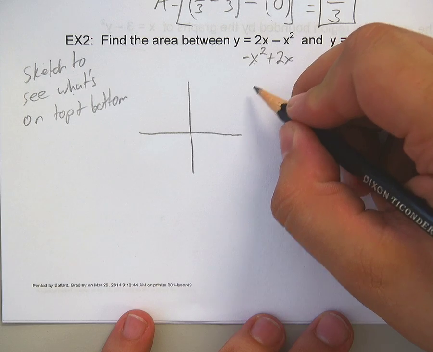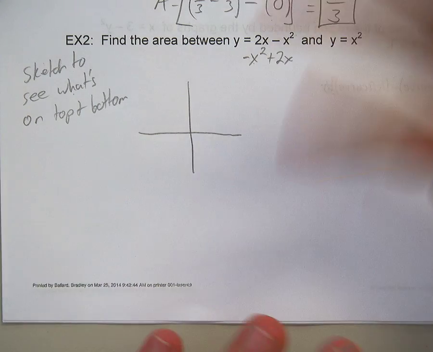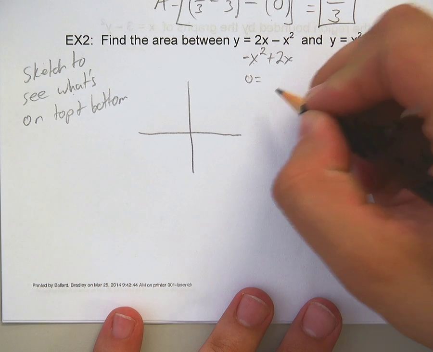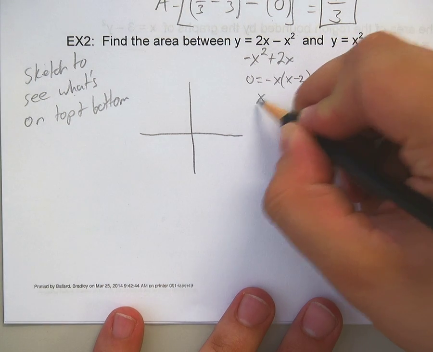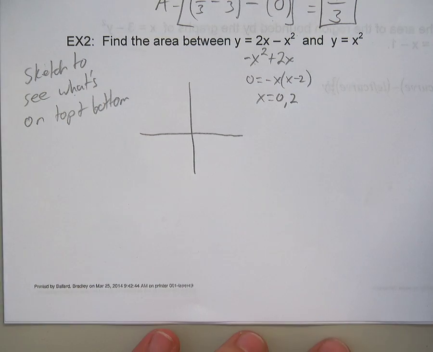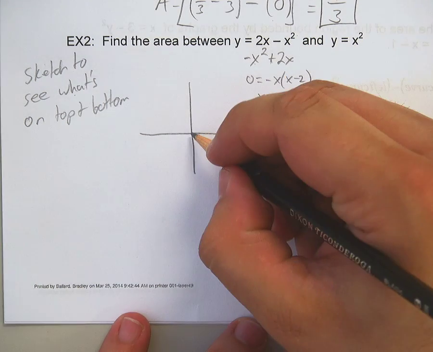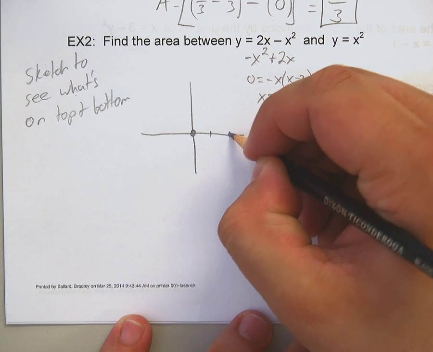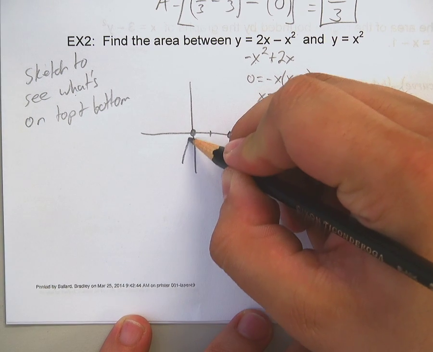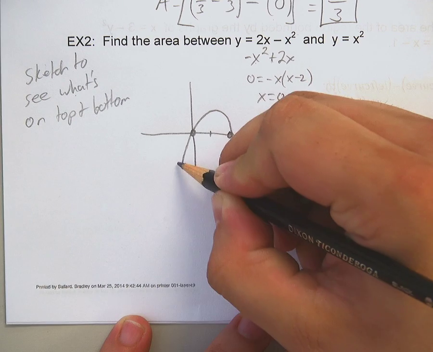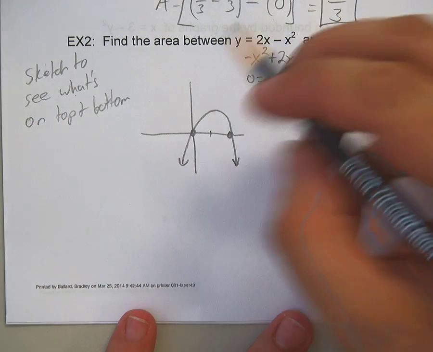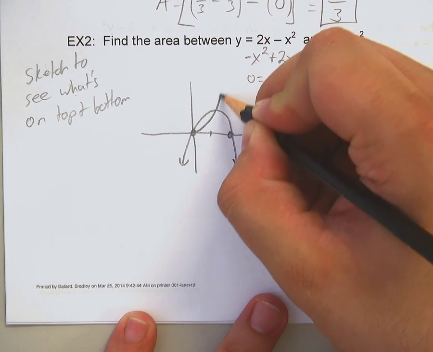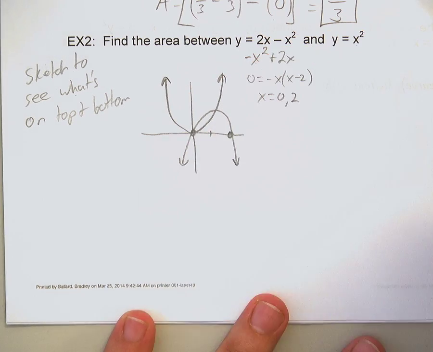Let's see, we take out x, you can divide by -1, get rid of all that junk for all I care. Let's say 0 is negative x and x minus 2. So x is going to equal 0 and 2. So this guy, 0, 1, 2, is coming like this, right? And then from here, y equals x squared is just this guy. I've always known what that looks like, right?